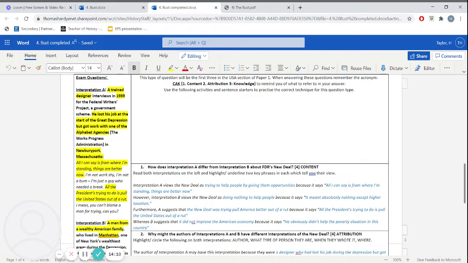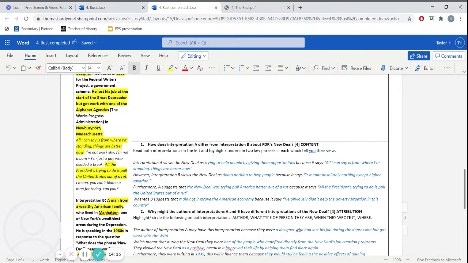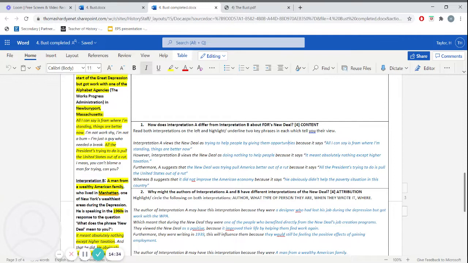Those are the two key statements that I've picked out, and I've translated that into using these sentence starters. And you can see where I've got it in blue. That's where I've added my bits. So I've put here, interpretation A views the New Deal as trying to help people by giving them opportunities. And then I've backed it up with a quote taken directly from the interpretation. I've then done the same with interpretation B in contrasting it. So if this one says that they're trying to help people by giving them opportunities, interpretation B says the New Deal did nothing to help. And then I've also backed that up with a quote from the interpretation.